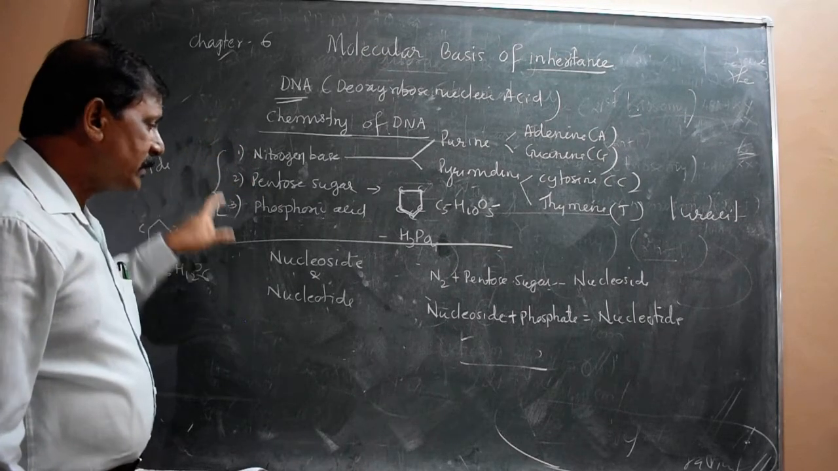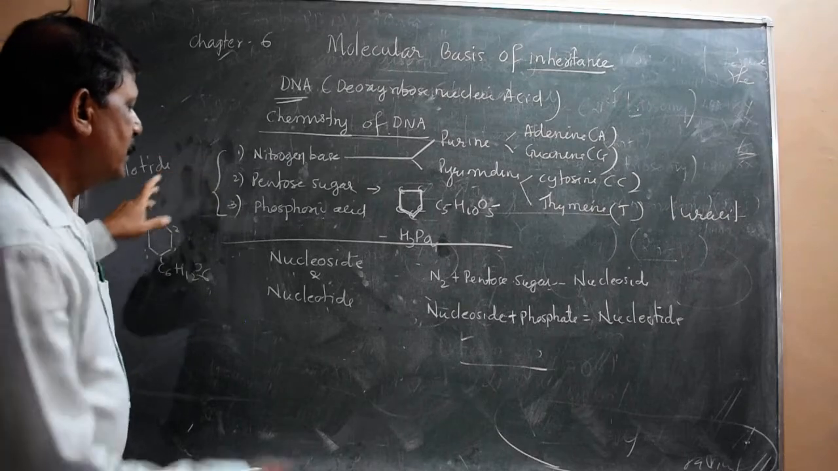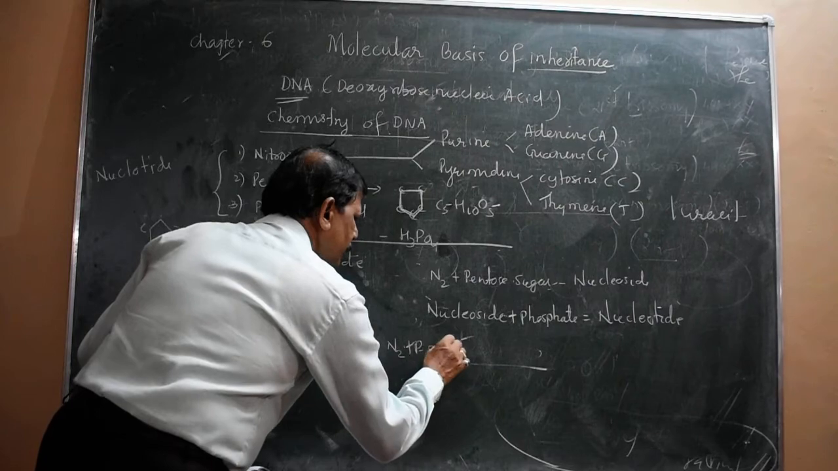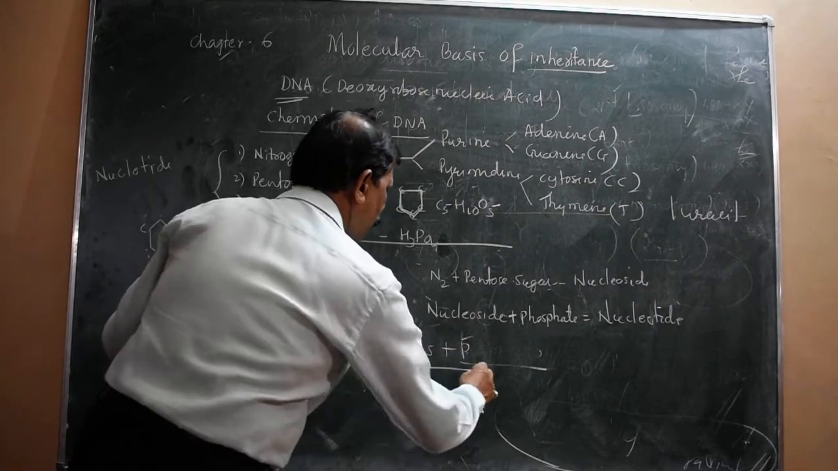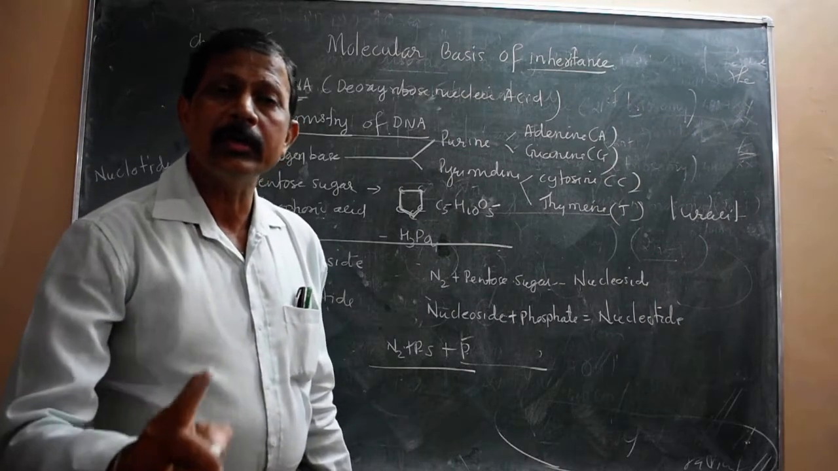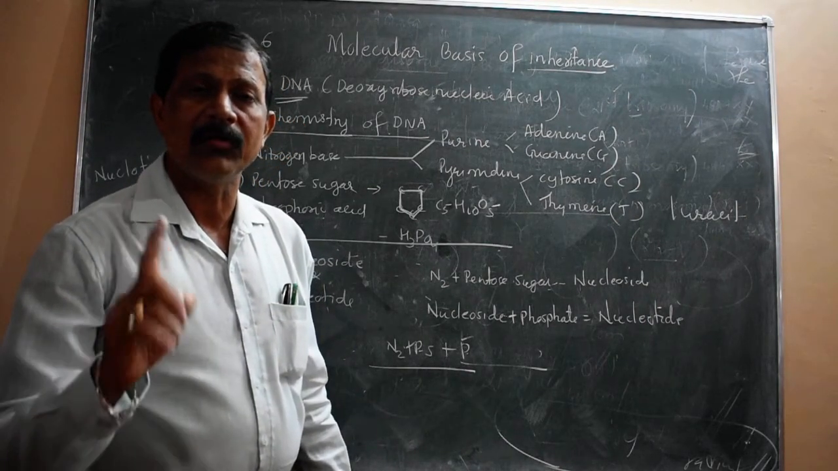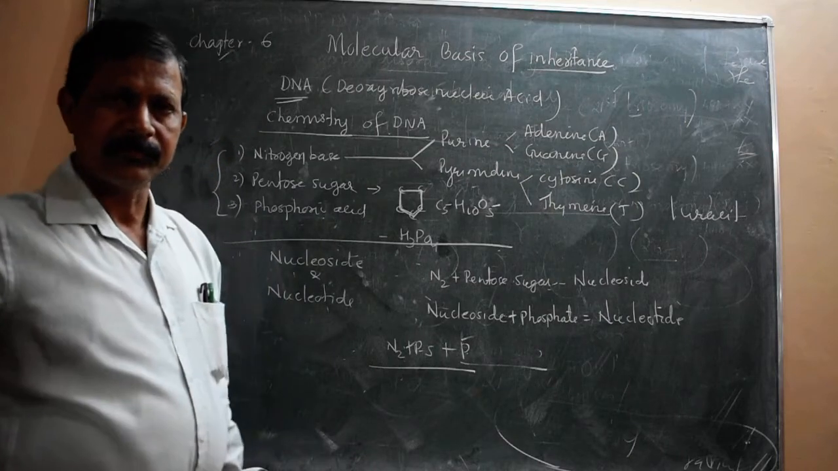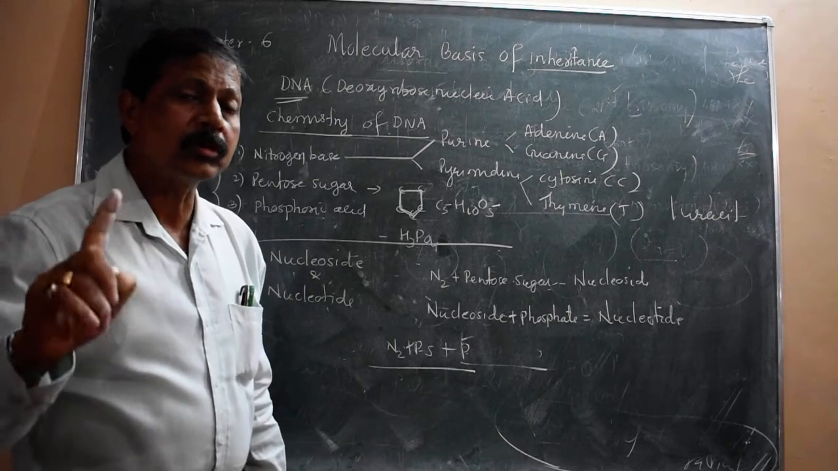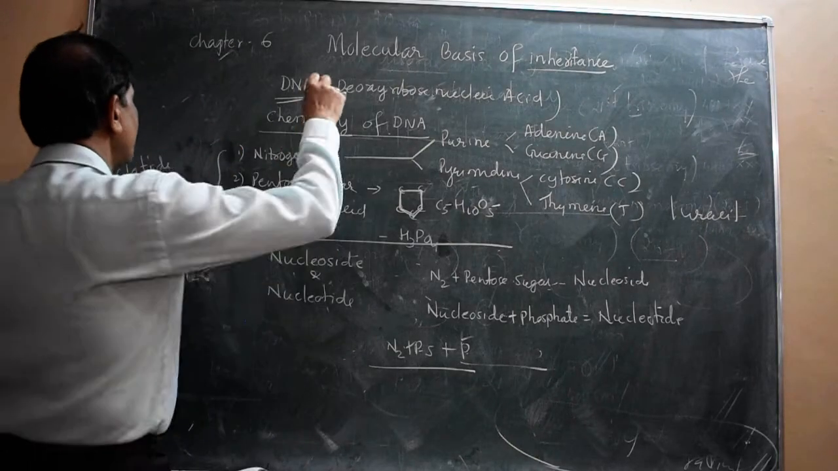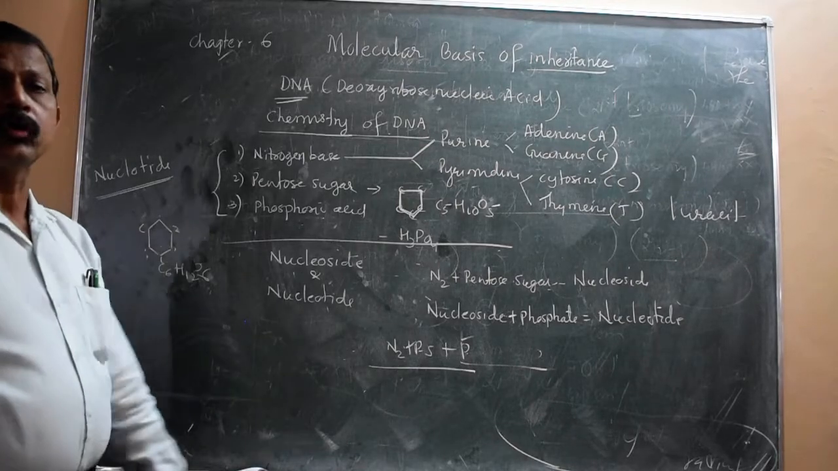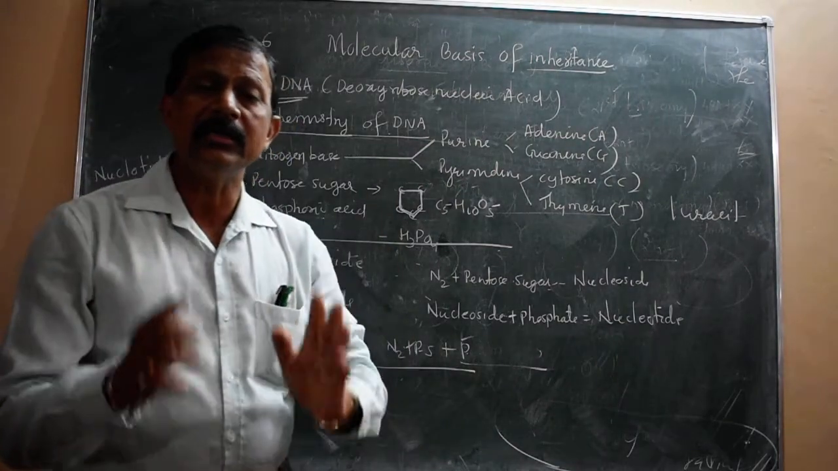And if all three are there, means nitrogen base plus pentose sugar plus phosphate, if all three are there, it is called a nucleotide. You remember, nucleotides are the structural and functional unit of DNA. Understood? Which are the monomers of the DNA? Name the monomers of the DNA. The monomers of the DNA is what? Nucleotide. The basic unit of DNA is nucleotide.